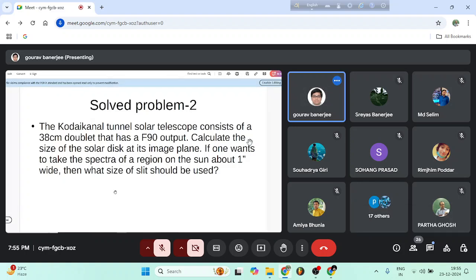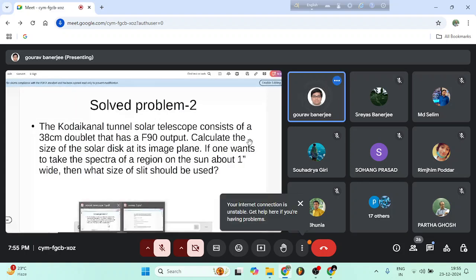So the tunnel telescope has a refractor lens. It's a 38 centimeter doublet, and it has an f90 output. It's a solar telescope, so we want to see the sun. So let's calculate what is the size of the sun at the output of this telescope. And it's actually used for spectroscopy after the image plane. And let's say we want to have 1 arc second resolution on the sun, then we can think about what size of slit we should be using.